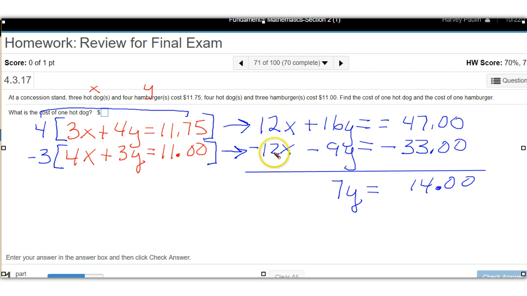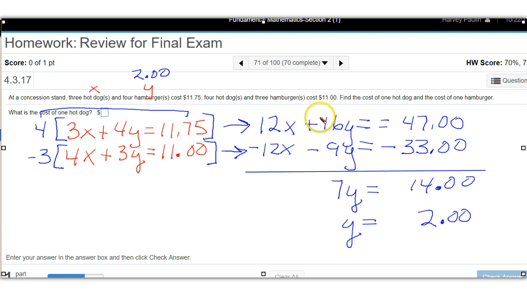And when I subtracted, this canceled out. I end up with 7y, and this is what I had when I subtracted. So y, as I divide both sides by 7, will be $2. So we said y is a hamburger. So our hamburger is $2.